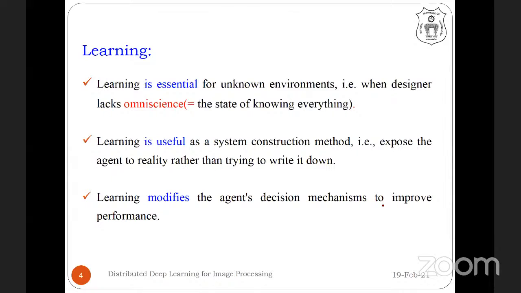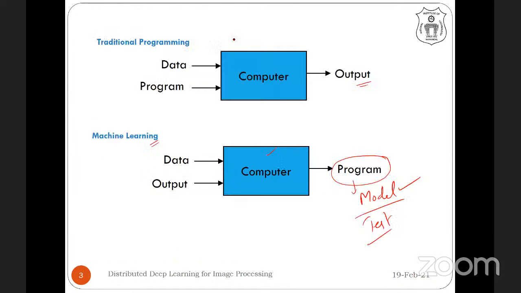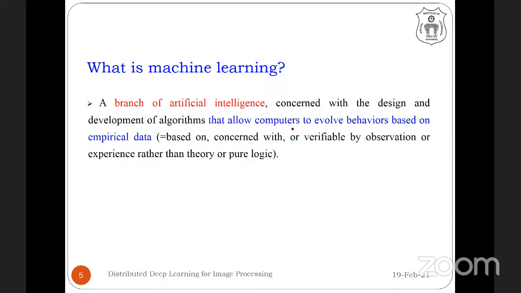Generally, what do we mean by learning? Learning is essential for unknown environments, learning is useful, and learning modifies the decision-making process. Whether it is machine learning, human learning, or some other learning, ultimately the target of learning is these three. When a machine does this task, we call it machine learning. The definition, from this particular diagram, is a branch of artificial intelligence which allows computers to start thinking by themselves based on the data given to them.